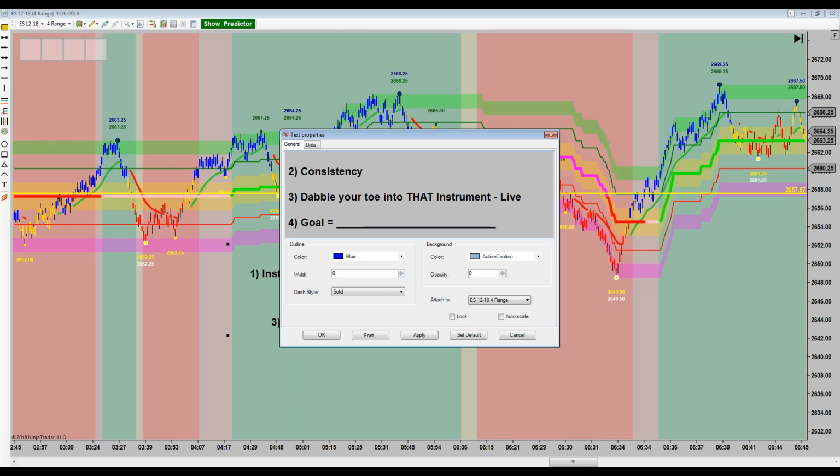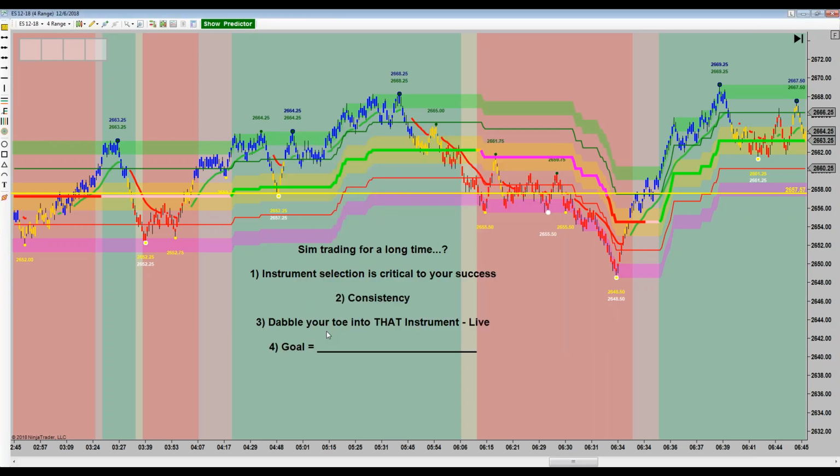In your transition, you've gone through all these other steps. You tried lots of different instruments. You started to track your numbers. You got a little more sensible about looking at how you're really doing. You choose an instrument. Let's hypothetically say it's ES. You just start to really get good at ES. Your numbers are up. You're looking good, even though it's still sim. You're starting to get positive momentum. You're like, okay, today I'll try 1 or 2 contracts live. When you dabble your toe into that chosen instrument live, your goal is what?